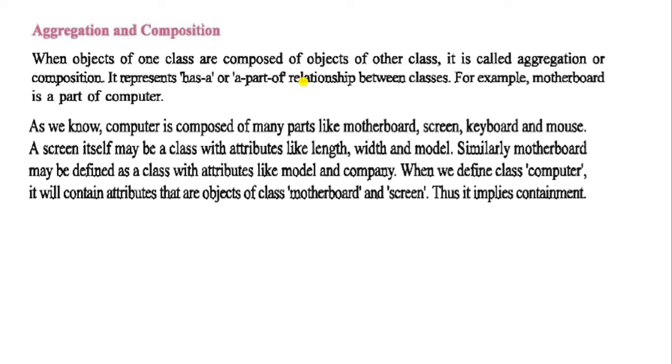For example, a motherboard is a part of a computer. Here we mention a part-of relationship, that means the motherboard is a part of the computer. Now we know a computer is composed of many parts like motherboard, screen, keyboard, mouse. Screen itself may be a class with attributes like length, width and model. Similarly, motherboard may be defined as a class with attributes like model and company.